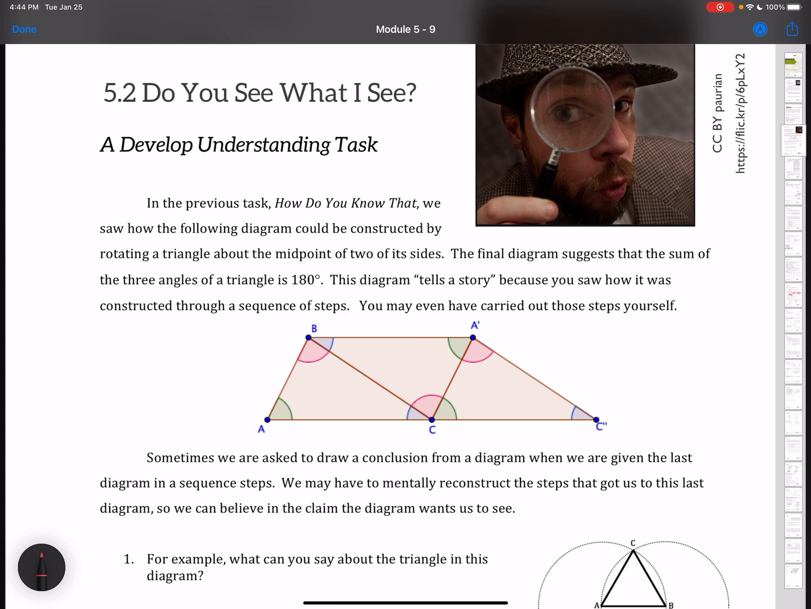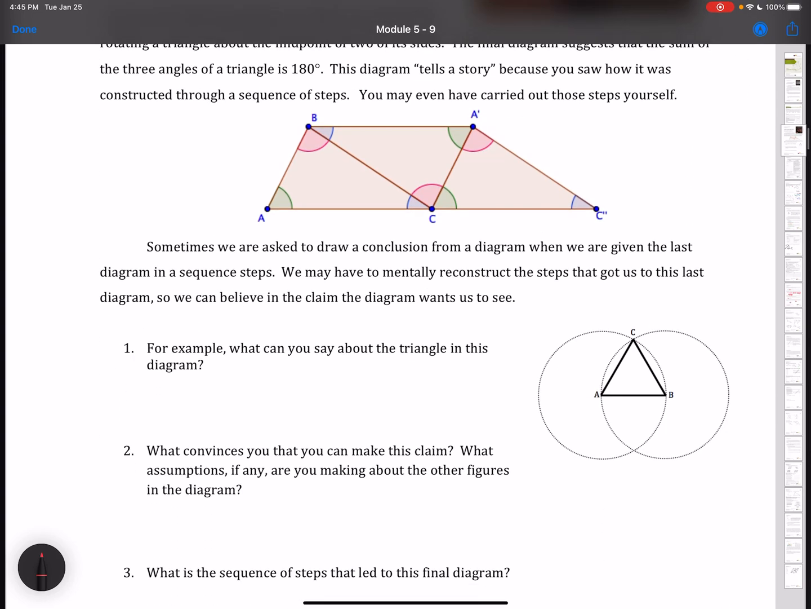This diagram tells a story because you saw how it was constructed through a sequence of steps. We even did carry it out ourselves, but sometimes we're asked to draw conclusions from a diagram when we're given the last diagram in a sequence of steps. We may have to mentally reconstruct the steps that got us to that last diagram so we can believe the claim the diagram wants us to see.